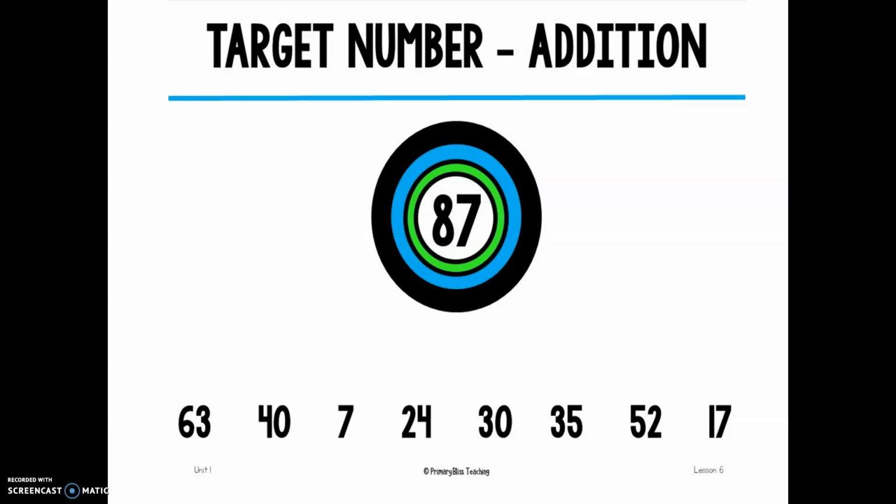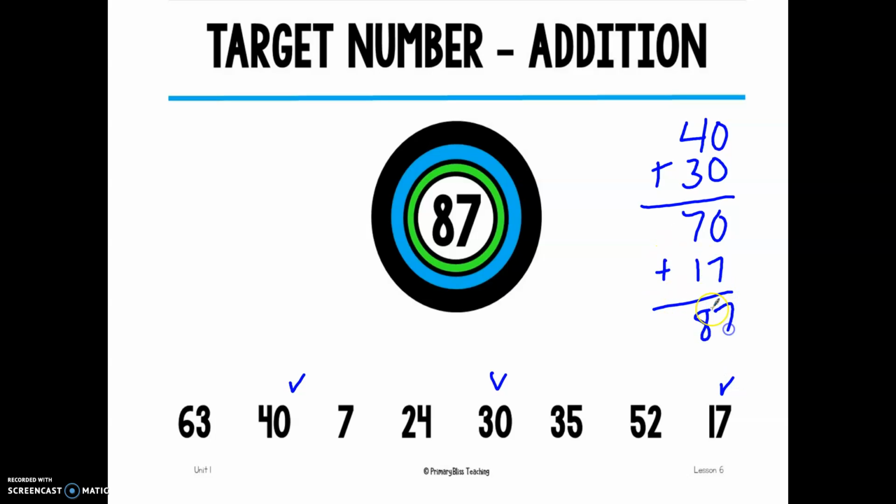So when I am looking, I see that if I would go 40 plus 30, that's 70. So there's my 40, and there's my 30. And then if I add on 17, I am going to get the target number of 87. What else could I do? Oh, I see 63. And if I add 7 to that, I'm going to get 70. And then again, if I add my 17 onto 70, I'm going to get 87.